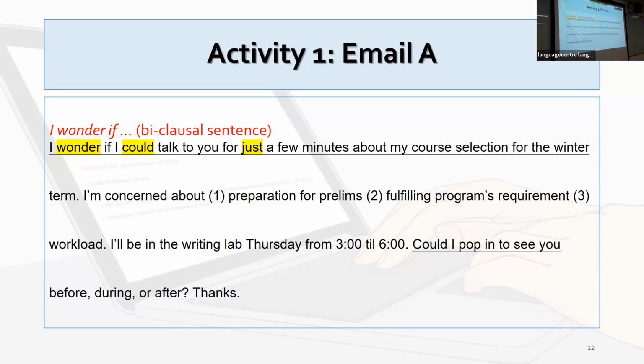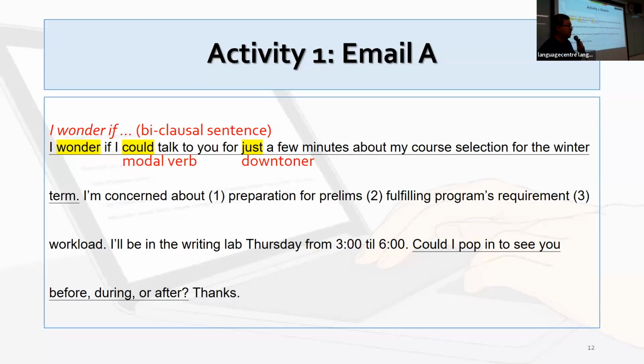But other than the use of "I wonder if," this type of sentence starter to begin our request, we can also use the modal verb "could," right? "Could" here, as you can see, is in past tense, but it doesn't have to do with time. It has more to do with politeness. Usually this kind of past tense modal verb has more to do with politeness.